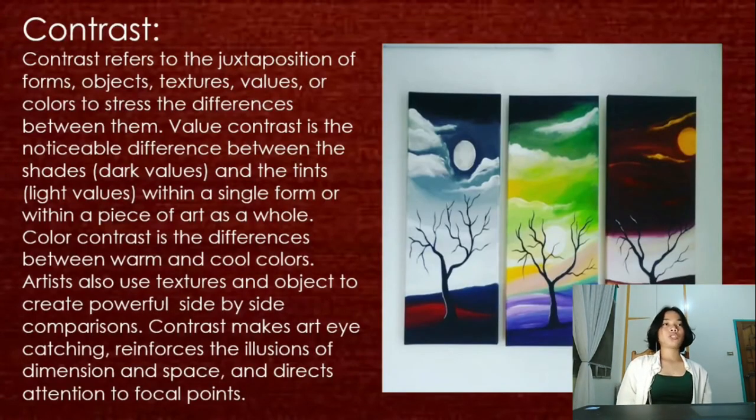So contrast refers to the juxtaposition of forms, objects, textures, values, or color to stress the differences between them. Value contrast is the noticeable difference between the shades, dark values in the tints, light values within a single form or within a piece of art as a whole. Color contrast is the differences between warm and cold colors. Artists also use textures and objects to create powerful side-by-side comparison. Contrast makes art eye-catching, reinforces the illusion of dimension and space, and directs attention to focal points.